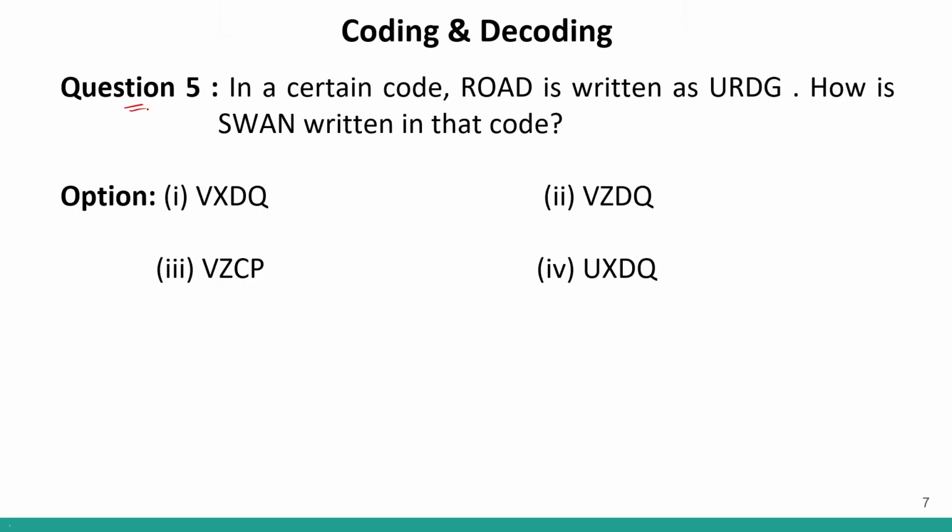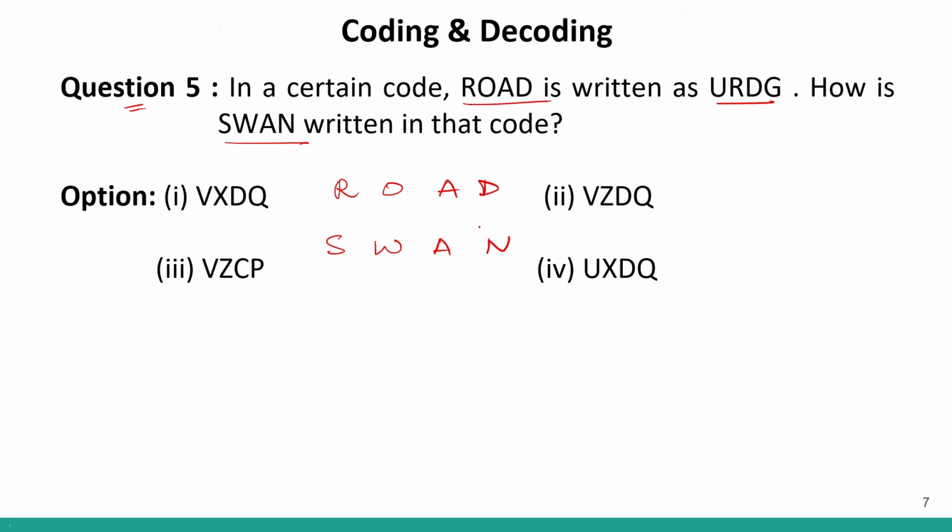Okay. Question number 5. We have road is coded as this. We have to find the code for swan in that language. So we'll use the same concept. First, I will write road, and below this, I will write swan. Right? Then I will go with forward ranks. I will assign them forward ranks.